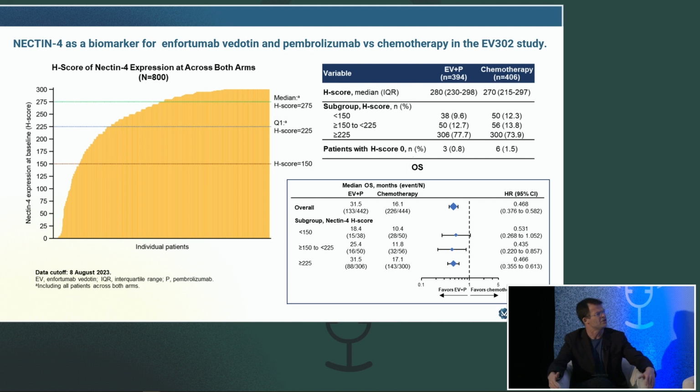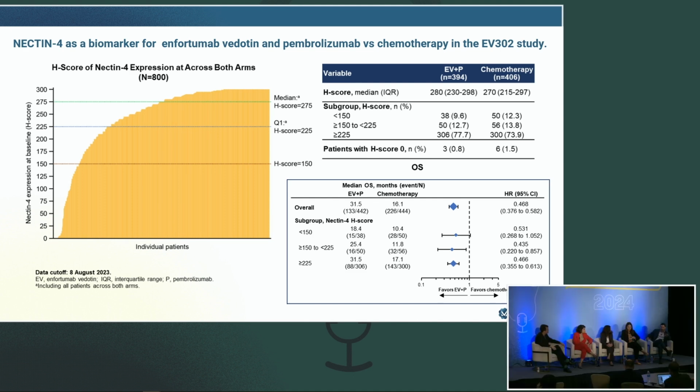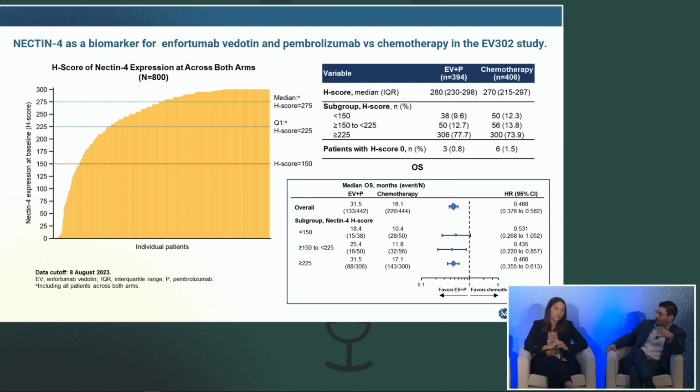Are there any patients, Shilpa, who you'd be choosing platinum-based chemotherapy over... are there any platinum-based chemotherapy patients left? Not really. And what do you think, Petros? I think Nectin-4 protein expression is not a good biomarker to select our patients.